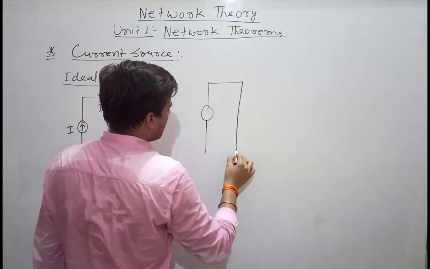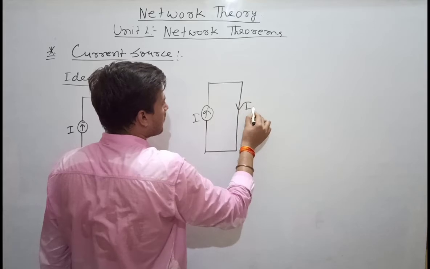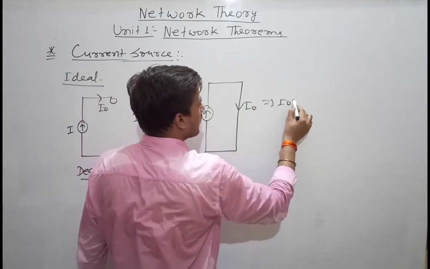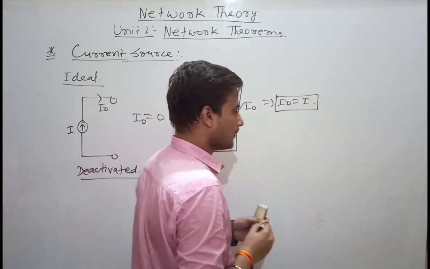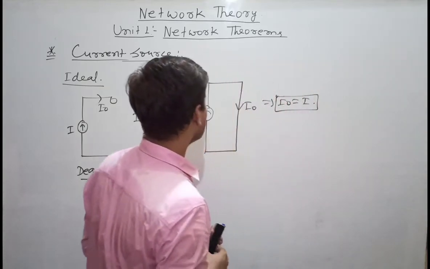Now you are having the circuit like this one, with current I. Now somebody is asking you to find I0. So I0 will be equal to what? I0 will be equal to I. Clear?